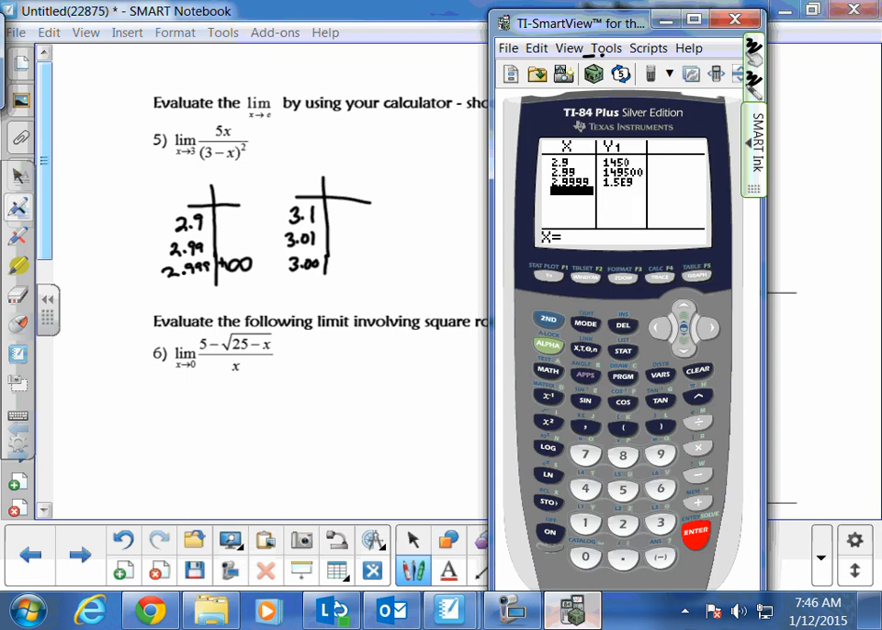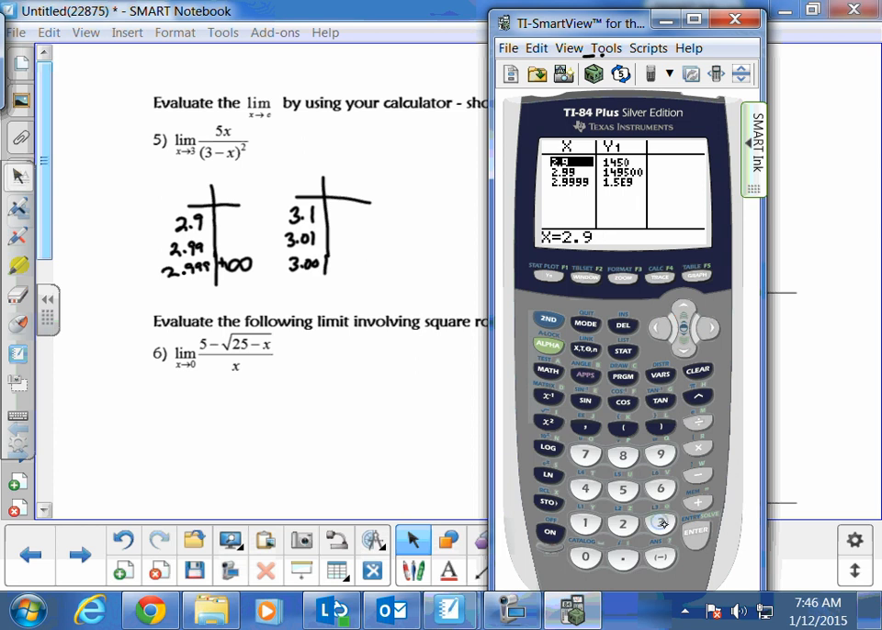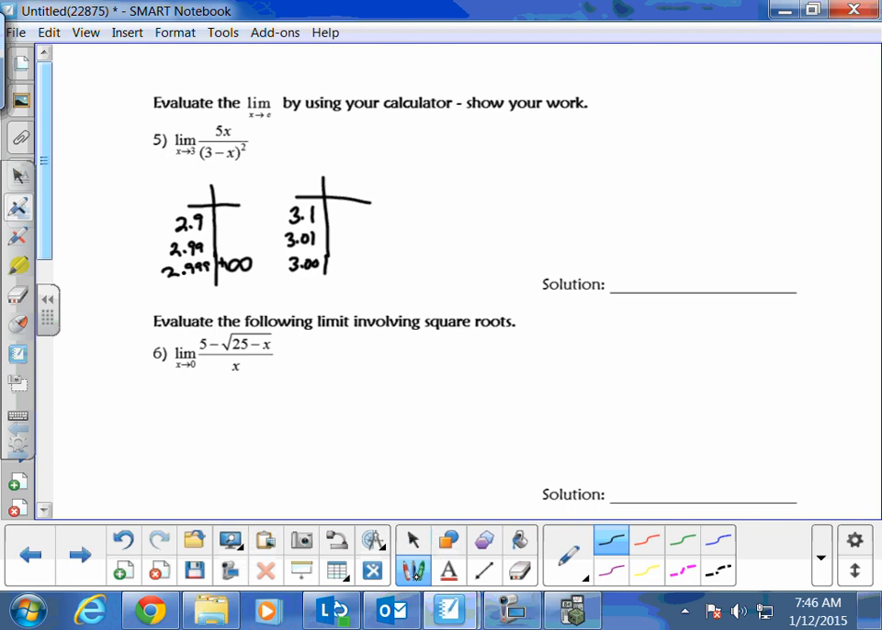Now let's see what happens on the other side of this. Let me try 3.1, 3.01, 3.001. If you notice, these values are also going to positive infinity. So since both sides are going to positive infinity, my solution, as I take the limit as x approaches 3 of 5x over (3 minus x) squared, is infinity. That's my solution. Now let's do the next problem.